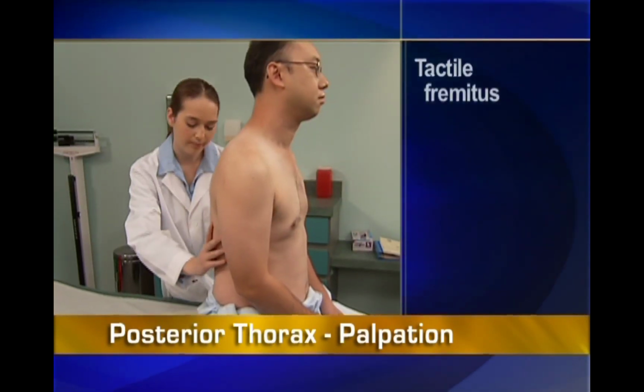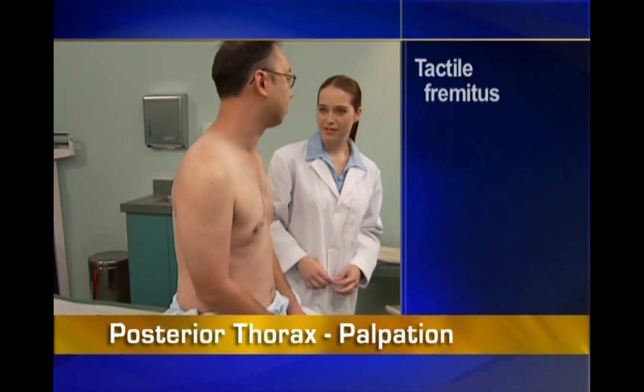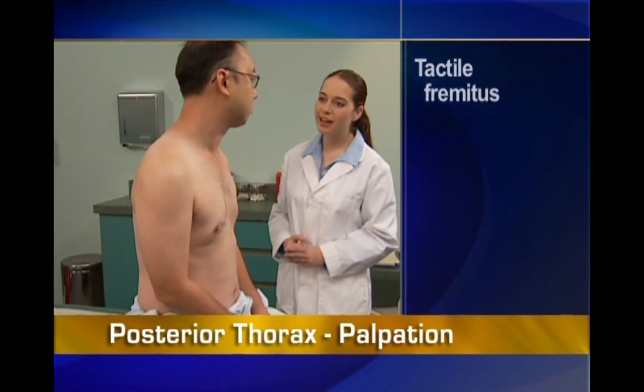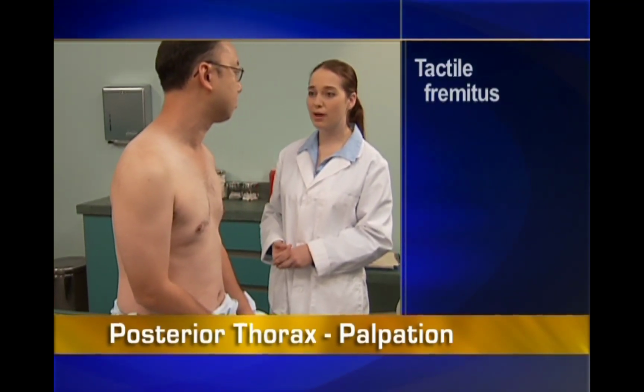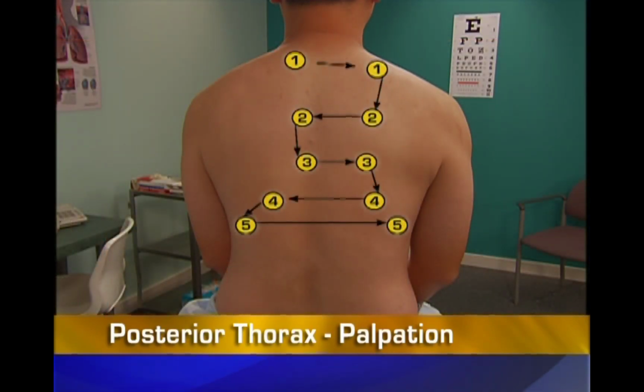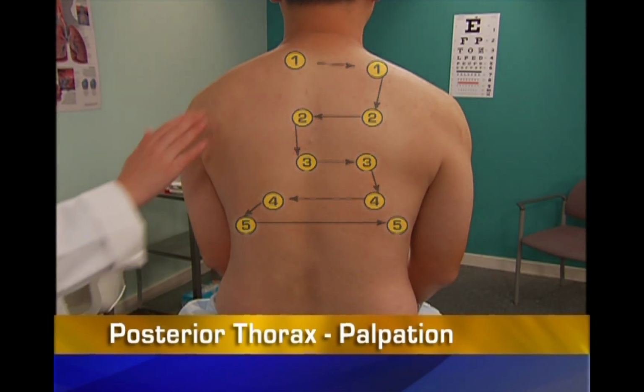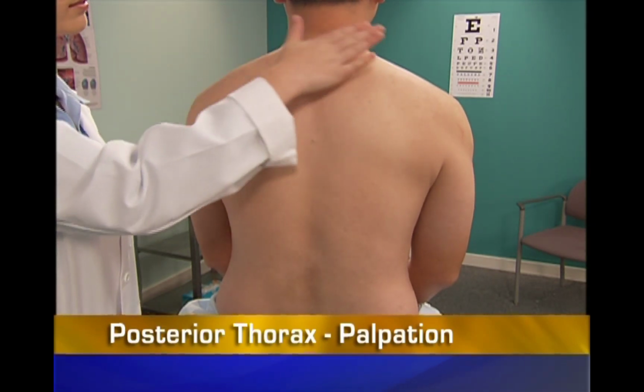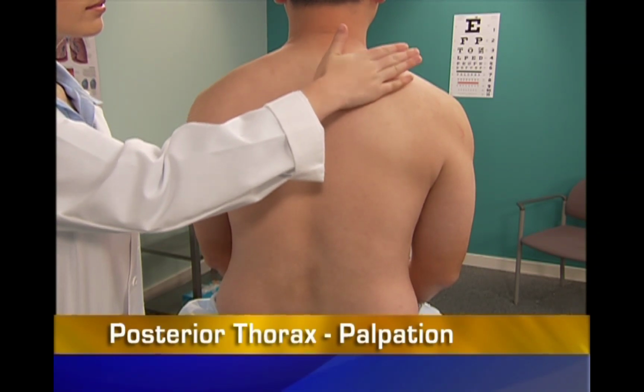Next, palpate for tactile fremitus, using the ball of your hand while the person repeats a resonant phrase, such as 99 or blue moon. Following a consistent pattern, palpate systematically, beginning over the lung apices. Move from one side to the other and down, avoiding the scapula.